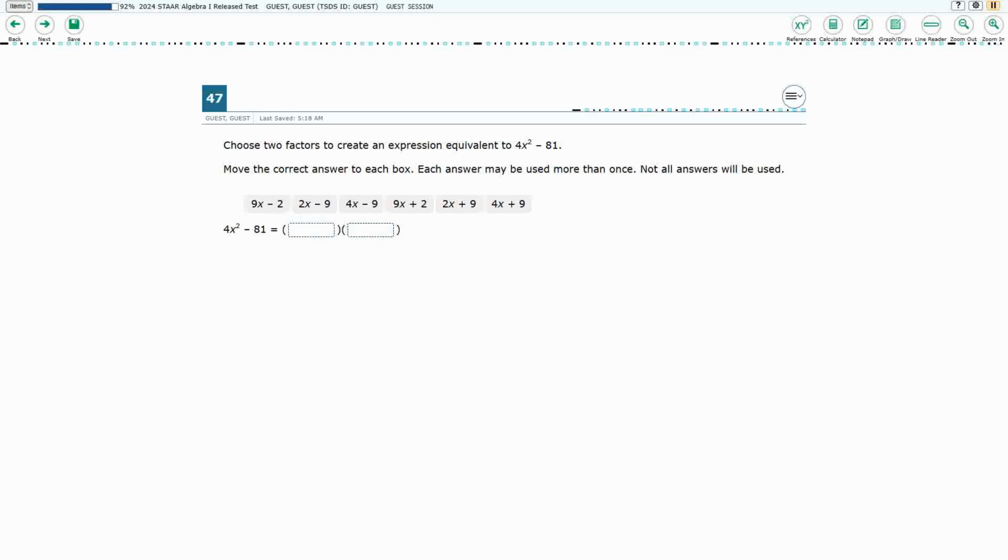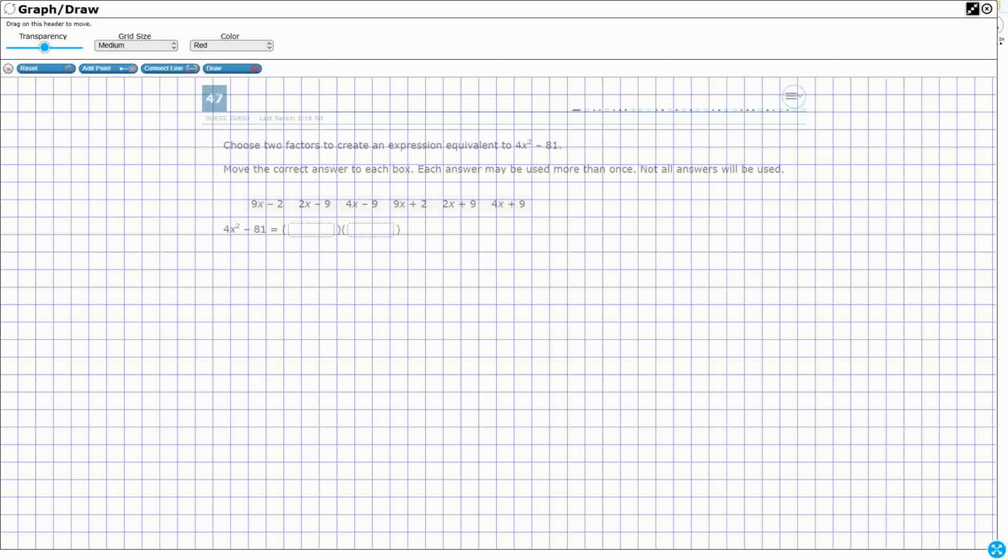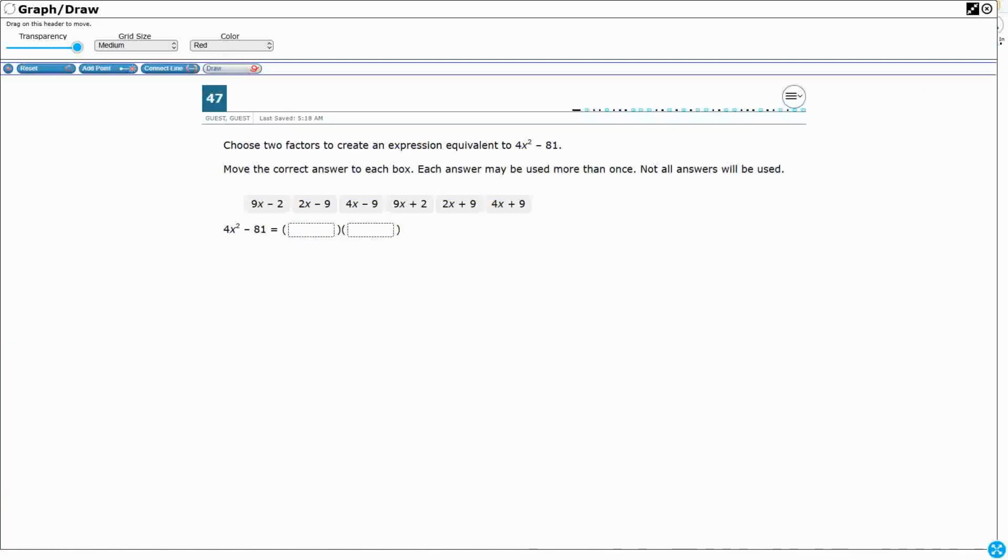Now we're trying to factor this expression, and we see it's 4x squared minus 81. One thing that we should always keep in mind whenever we're factoring any type of binomial like this is we're looking to see, is it a perfect square? Because they're not always going to give you any type of signal. You just have to be able to recognize it.